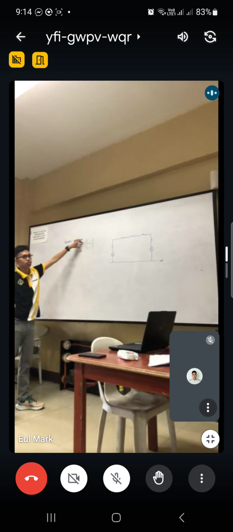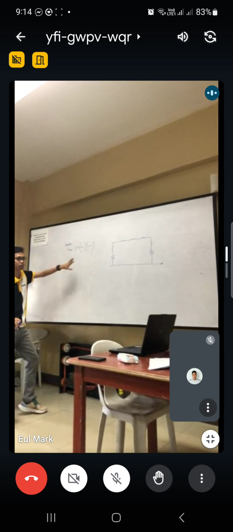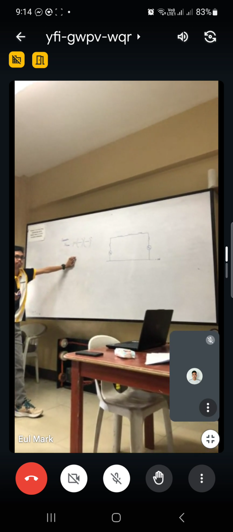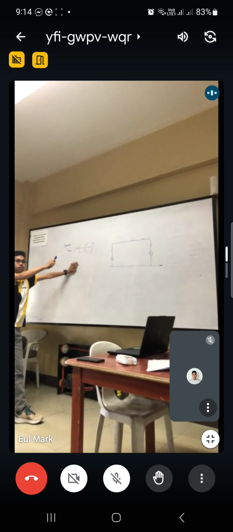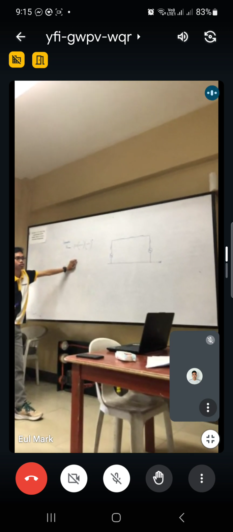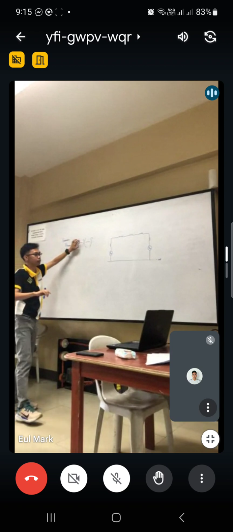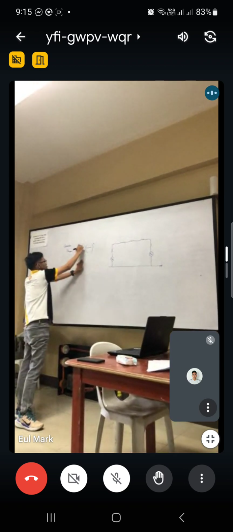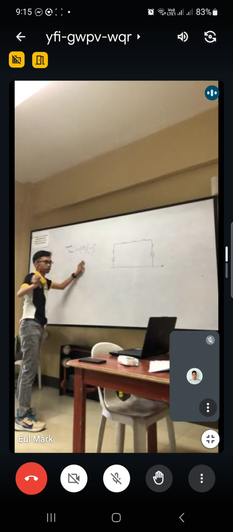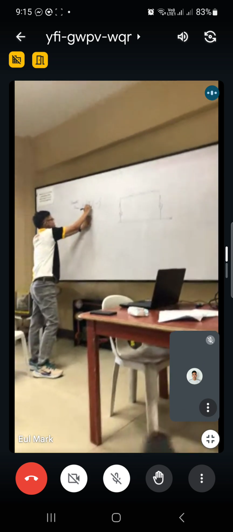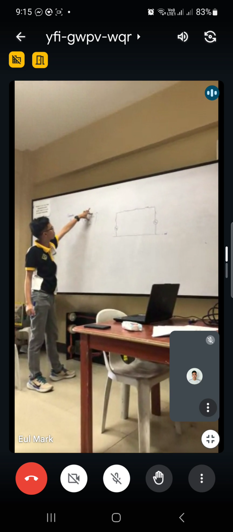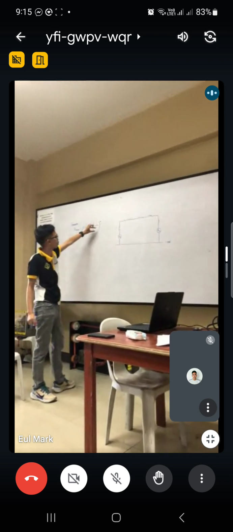S2 over S1, the new base over the old base. From the lecture, the old base is the rating of your element, which is the generator now. So what is S2? 100, the new base power. Over 40. Times the voltage base old over the voltage base new, squared.